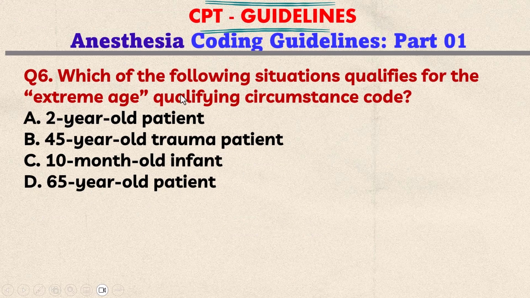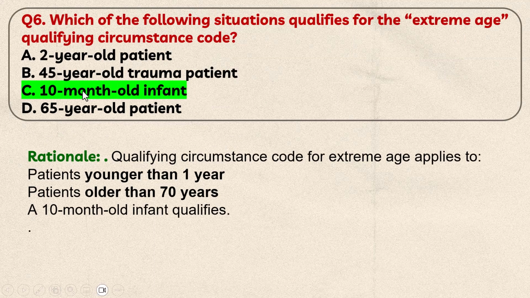Question number 6. Which of the following situations qualifies for the extreme age qualifying circumstance code? A. 2-year-old patient, B. 45-year-old trauma patient, C. 10-month-old infant, D. 65-year-old patient. Think the answer. The correct answer is C. 10-month-old infant. The qualifying circumstance code for extreme age applies to patients younger than 1 year and patients older than 70 years. So a 10-month-old infant qualifies here.